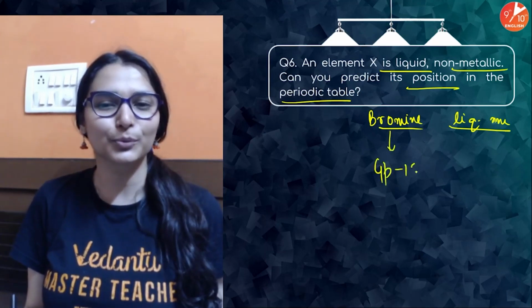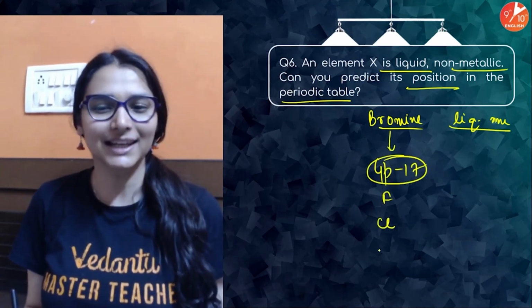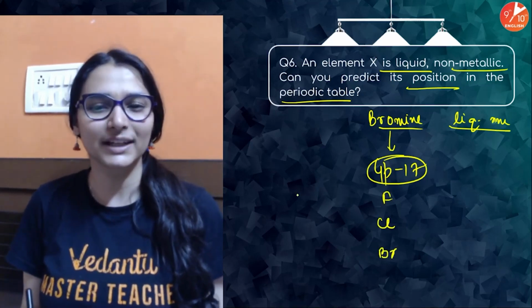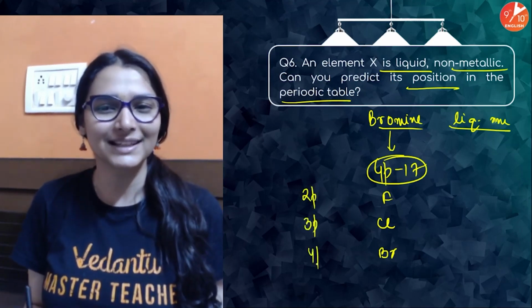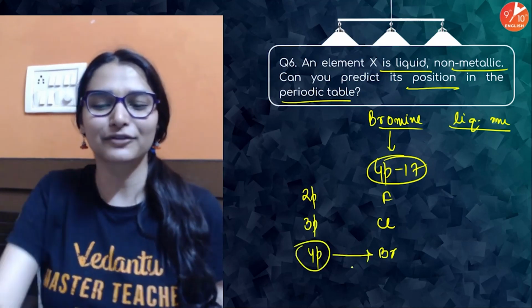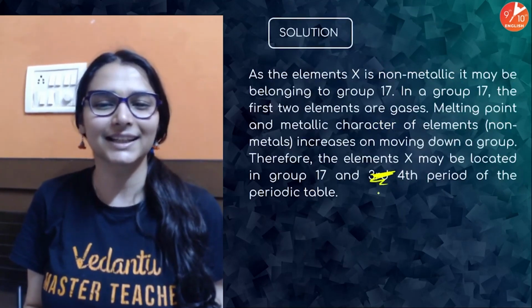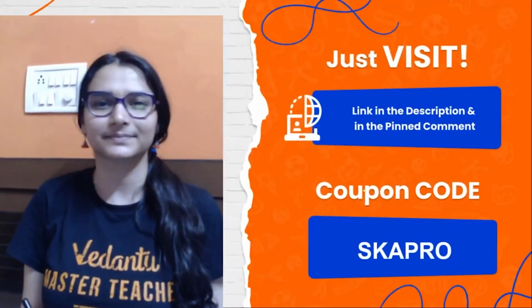It belongs to group number 17. कहाँ पर? Fluorine, chlorine, bromine, है ना. And fluorine कहाँ से है? Fluorine is from the 2nd period. Chlorine is from the 3rd period. Bromine is from the 4th period. So this element would be from period number 4 and group number 17. कर सकते हो easily, and that is probably bromine.